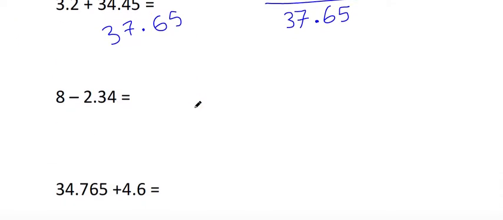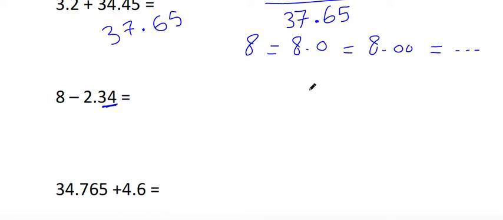We have 8 minus 2.34. As you can notice, 8 here is a whole number, just a whole number without a decimal part. So what shall we do? We have to put a decimal part. We can rewrite 8 as 8.0 or 8.00 and so on. But here we have just two decimal places in the second one, so I will use 8 as 8.00 minus 2.34.